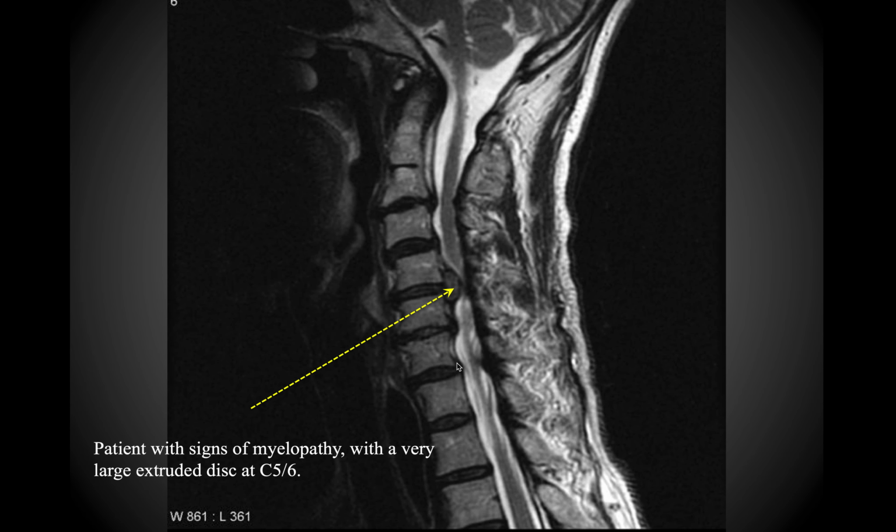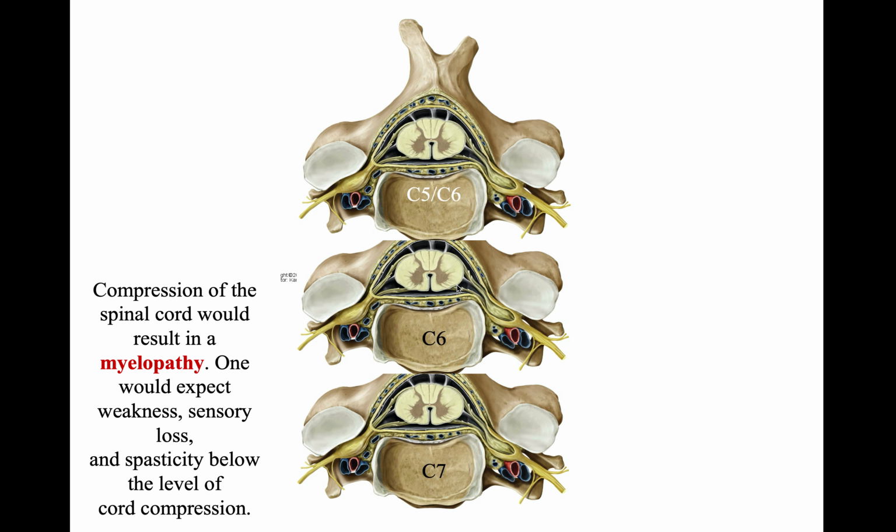And if we go to the next image now, you can see this extremely large disc extrusion. You can see how it's going above and below the vertebrae, above and below the location of the intervertebral disc. This is causing a massive extrusion at the C5-6 intervertebral space, and this is going to cause a myelopathy in this patient. Myelopathy just indicates a spinal cord defect.